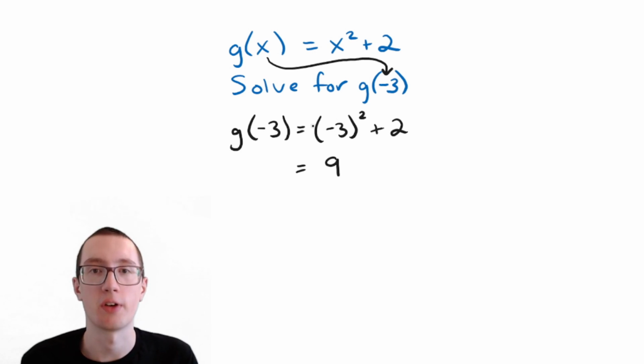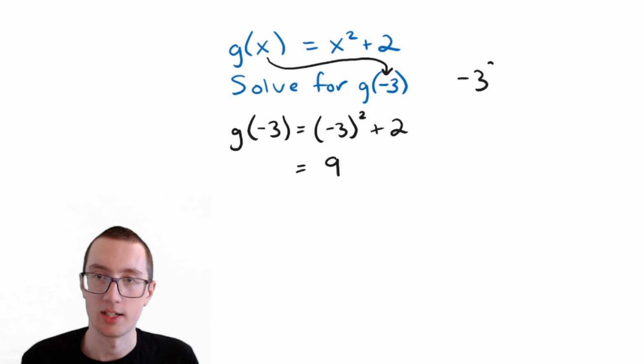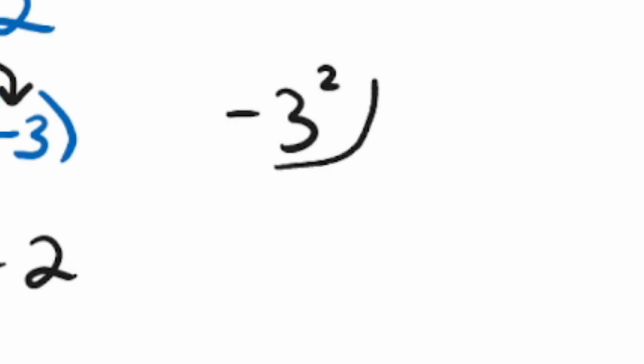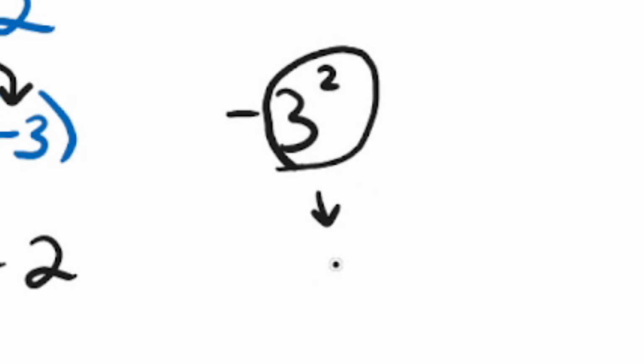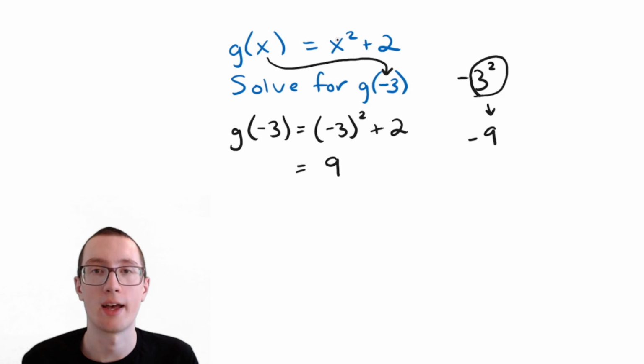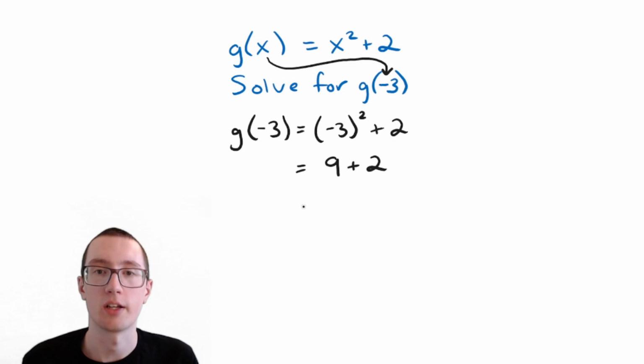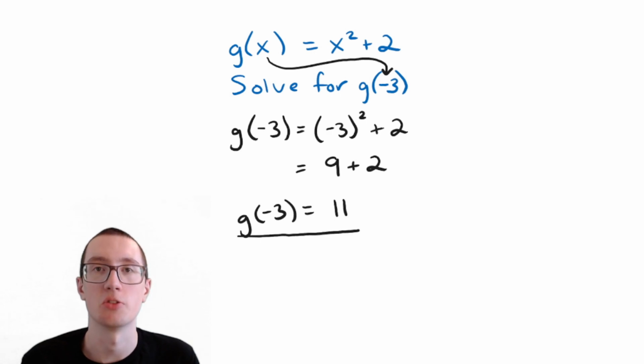And here's how that would be different if I didn't put parentheses around this. If I had written it as negative 3 squared, then that would actually be negative of 3 squared. And 3 squared is 9. So it would have become negative 9. That's why it helps to put x in parentheses so that you know that all of this is being squared. And then that's just plus 2. And 9 plus 2 is 11. So in this case, our final answer is g of negative 3 is equal to 11.